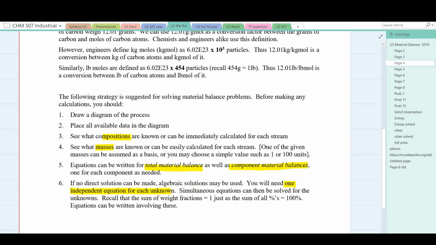Sounds like math class, right? Simultaneous equations can then be solved for unknowns. Recall, the sum of weight fractions is 1 in the same way that the sum of all percentages is 100%. And equations can be written involving these. So that's it for the theory. We'll get started and do some examples.